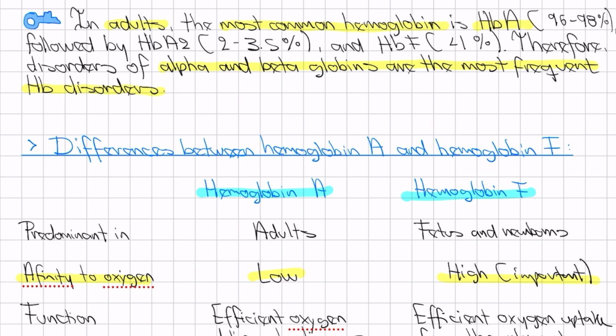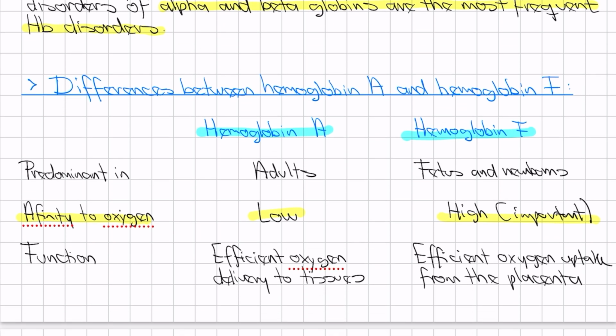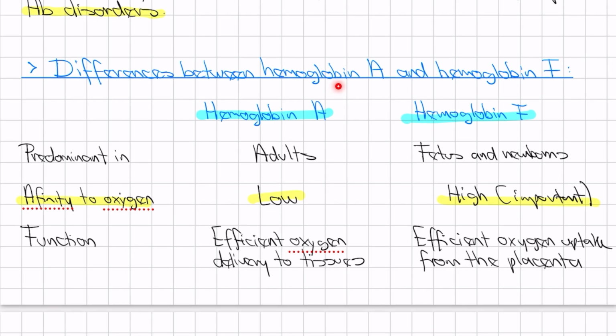That means that if hemoglobin A, which is constituted by alpha and beta globins, is the most common hemoglobin, abnormalities in alpha and beta globins are going to be also the most frequent hemoglobin disorders that we can see. To conclude this overview of hemoglobins, let's look at the differences between hemoglobin A and hemoglobin F.